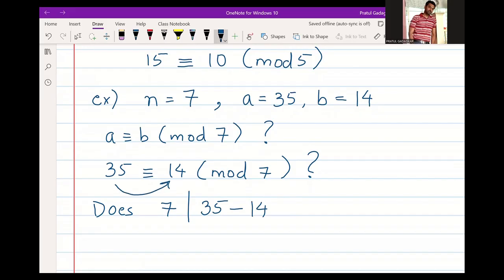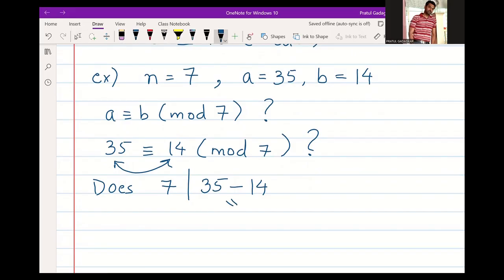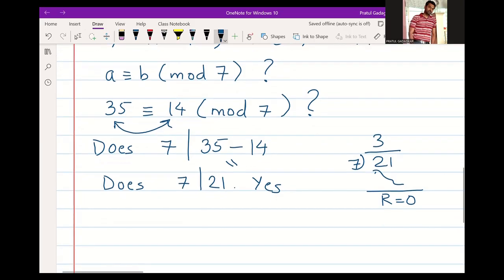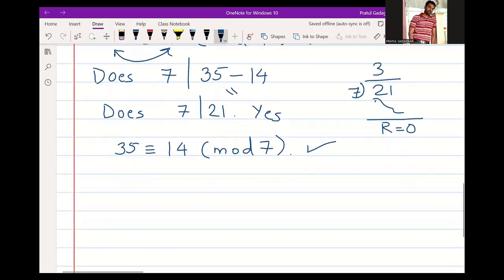So you have to take the difference between the two numbers. What is the difference? Here you see that it is 21. So ask yourself: does 7 divide 21? Yes, because when I divide 21 by 7, the remainder is 0. So 7 does completely divide 21. This means the two numbers 35 and 14 are congruent to each other modulo 7. So the answer is yes.